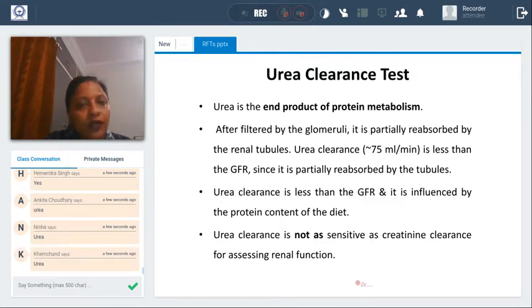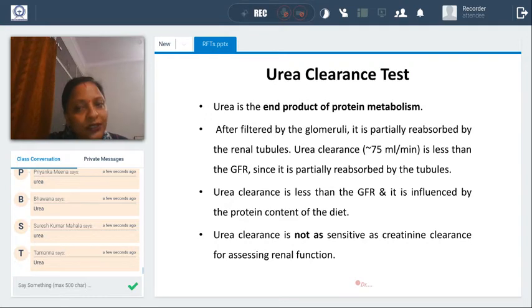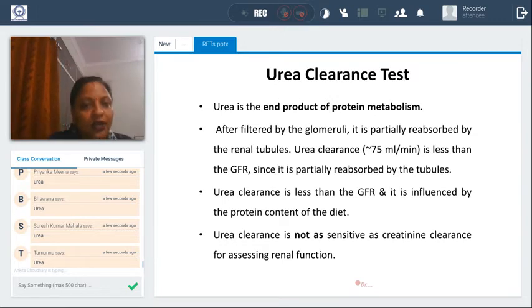Urea, yes. After being filtered by the glomeruli, it is partially reabsorbed by renal tubules. So urea clearance, about 75 ml per minute, is less than GFR, whereas creatinine clearance is more than GFR since creatinine is secreted by the tubules. You have to remember that creatinine clearance is more than GFR, and urea clearance is less than GFR because urea is partially reabsorbed by the tubules.